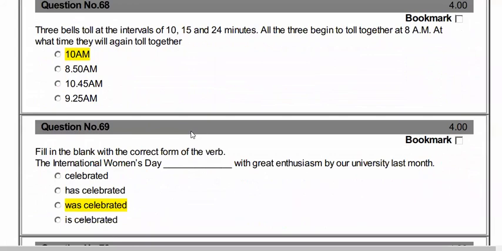3 bells toll at intervals of 10, 15, and 24 minutes. All three begin to toll together at 8 a.m. At what time will they again toll together? Option A is right, 10 a.m.